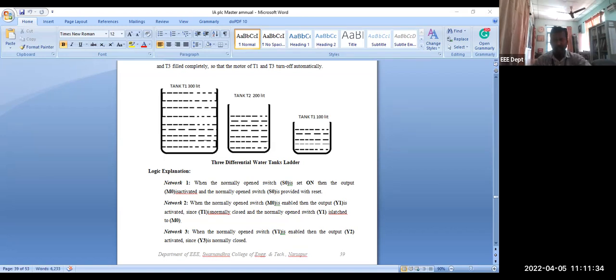Okay, Y1, Y2, Y3 will be sequentially operated while filling the tanks: 150 seconds, 100 seconds, and 50 seconds. Okay, we reset to S0 through Y1. Okay, so that is the thing. Okay, next one.